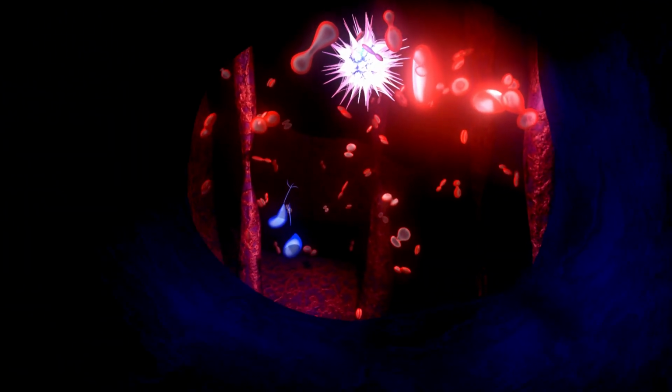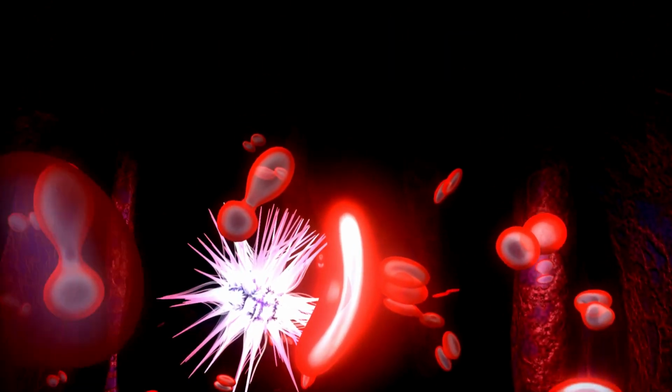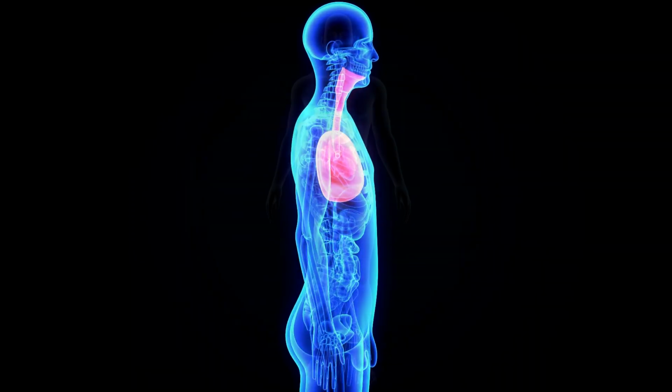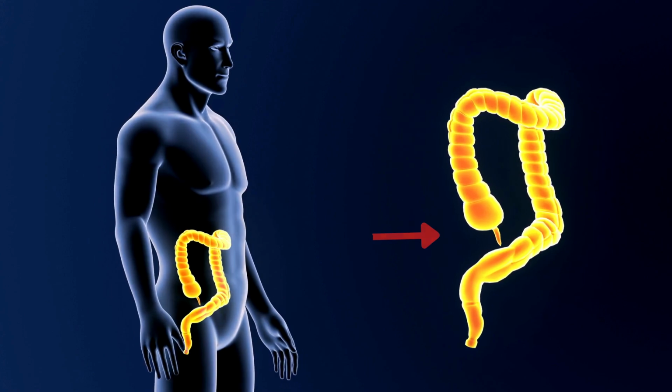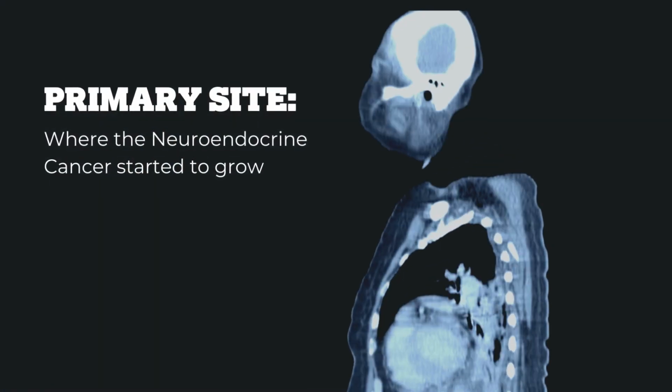We have neuroendocrine cells throughout the body. Therefore, neuroendocrine cancer can start almost anywhere these cells exist. The most common primary sites are within neuroendocrine cells in the lungs, small bowel, pancreas, or appendix. Primary site refers to where your neuroendocrine cancer started to grow.